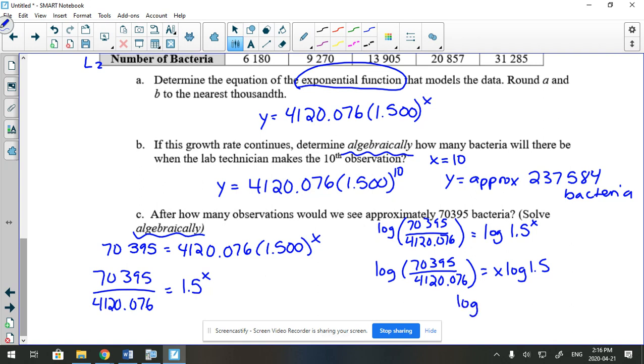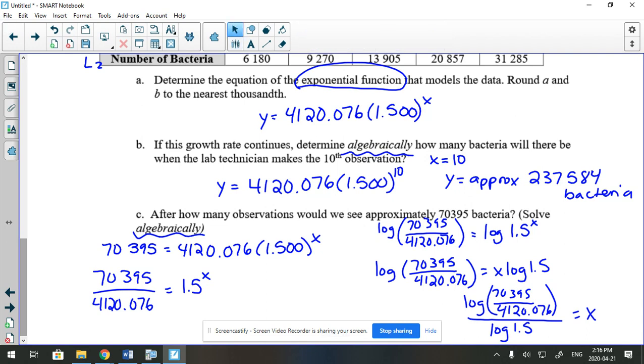Running out of room, but we'll give it a whirl. Oops, and I wrote that wrong already. So there's my first log, and I'm going to divide both sides by log 1.5 to isolate my x, and then you just have to be really careful typing this in. So I'm going to type it in and show you, and we should get 7 observations. So you should see it's about approximately 7.